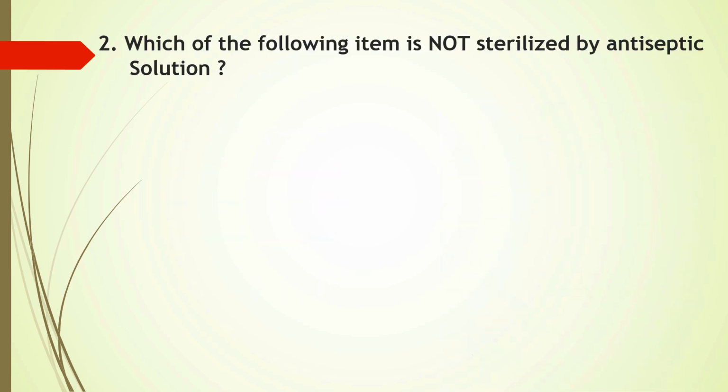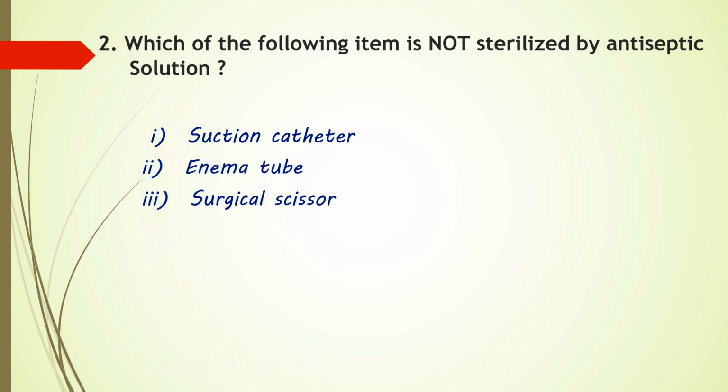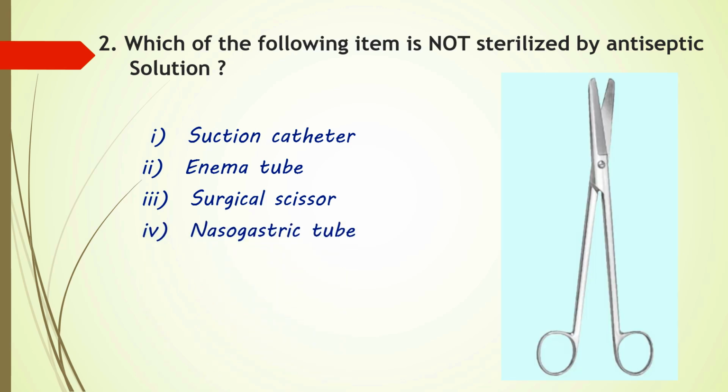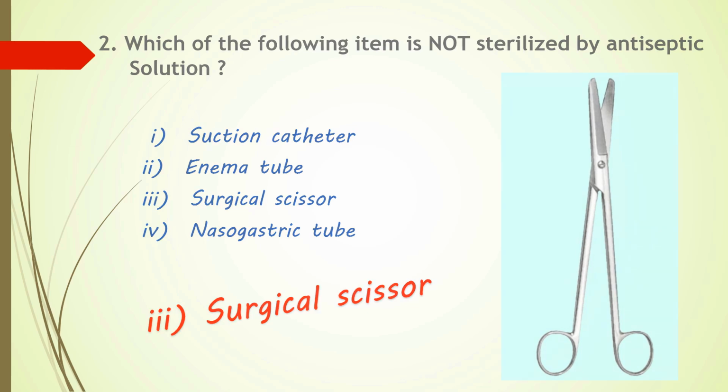Question number 2. Which of the following items is not sterilized by antiseptic solutions? Options are suction catheter, enema tube, surgical scissor, or option 4 nasogastric tube. Here surgical scissors are not typically sterilized using only antiseptic solution. They require high level sterilization. So for this question option 3 surgical scissor is the correct answer.